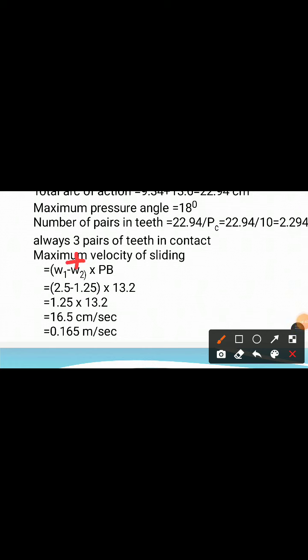Instead of omega 1 minus omega 2, it will appear as omega 1 plus omega 2 in an external gear. Here in this example, it is an internal gear, so this sign changes to minus. We consider this, and then we simplify it, and we get the third asking quantity as 0.165.